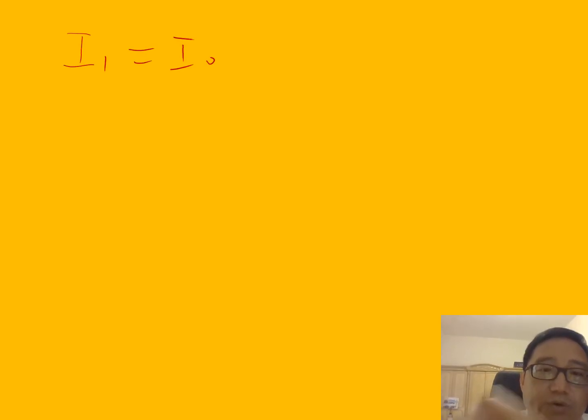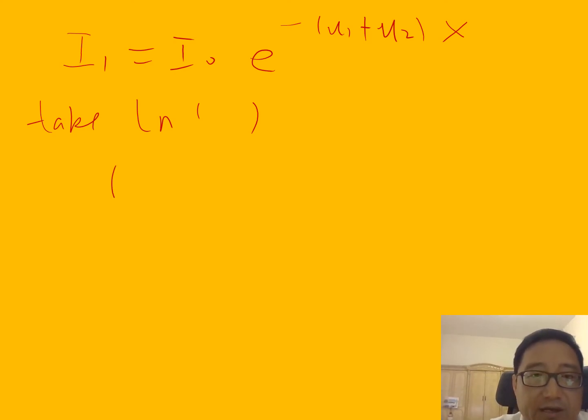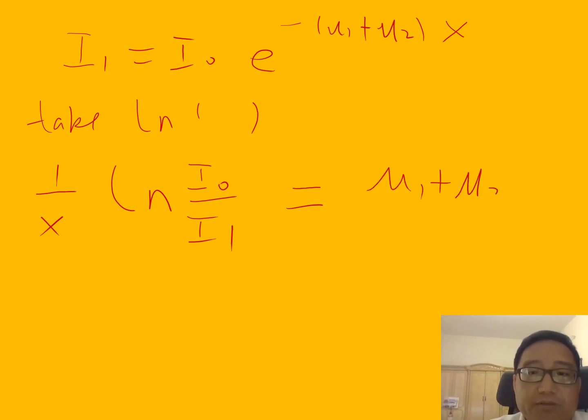So I1 equals I naught e to the minus (mu1 plus mu2) x. These are attenuations for the two cells, and x is the width, or size, of the cells. This is a nonlinear equation. To solve it, I can take a log on both sides, and then this equation can be very easily simplified as log(I naught over I1) divided by x equals mu1 plus mu2.